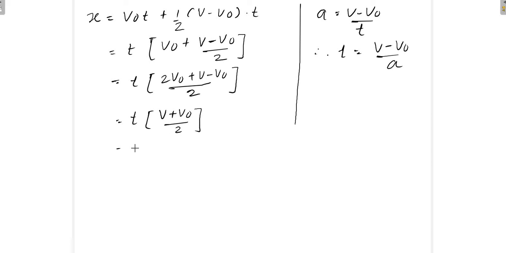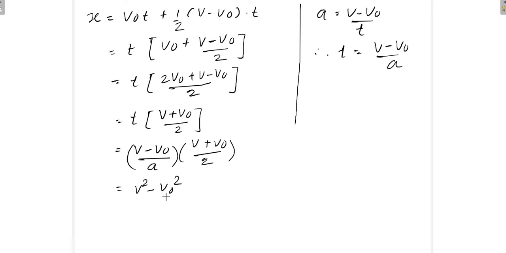Yeah, so I'll substitute over here. So it is V minus V0 divided by A is T, and the second part is V plus V0 divided by 2. So in short, it is going to be V square minus V0 square divided by 2A. And what is this? X. Or in other words, can I not say 2AX is V square minus V0 square. So this is the equation number 3.